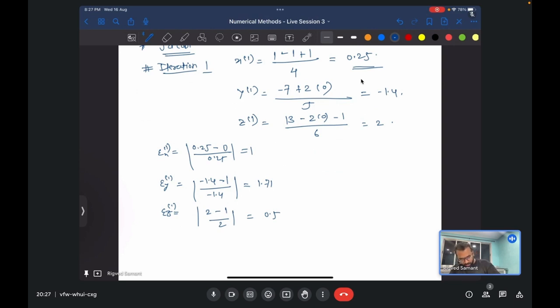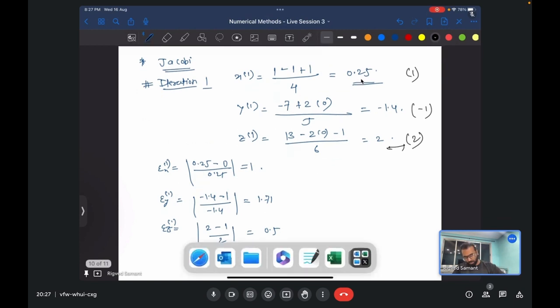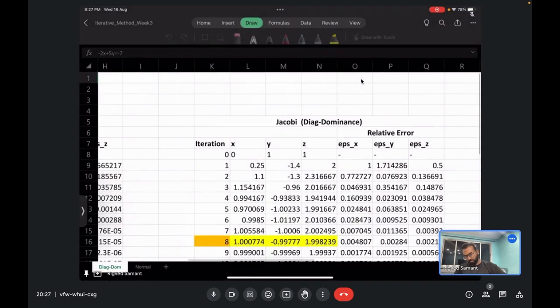Here again the starting error is very high and the values are far off. The actual values are: x is 1, for y it should be minus 1, and for z it should be 2. So z is nearby, that is why its error is also less, but these two values are far off. So again you will have to iterate and then get to the solution. You can do it in your free time.